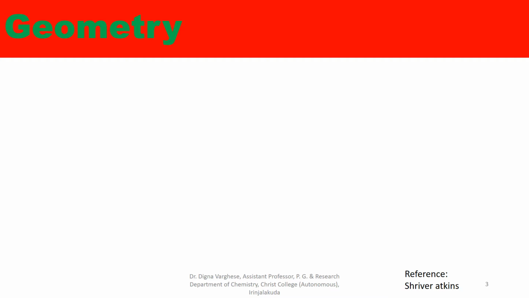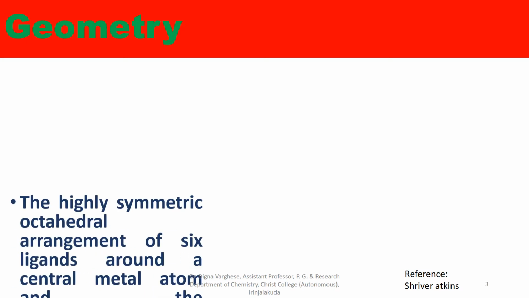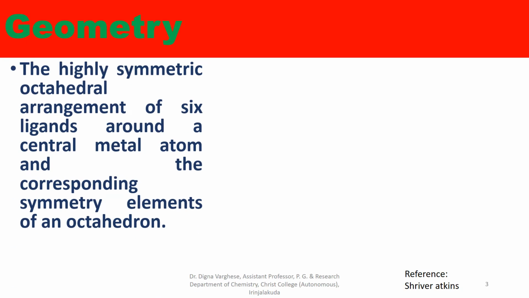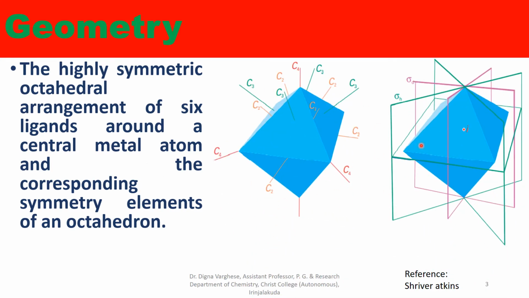The geometry of coordination compounds for coordination number 6, we know, is most commonly octahedral. The highly symmetrical octahedral arrangement of 6 ligands around a central metal atom and the corresponding symmetry elements of an octahedron can be shown here. In this, not all the d sigma d's are shown. Here you can see the symmetry elements. So this is the most common arrangement for coordination number 6, that is octahedral arrangement.